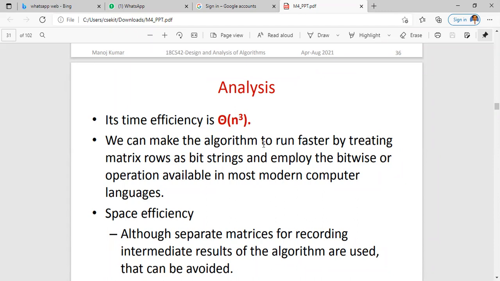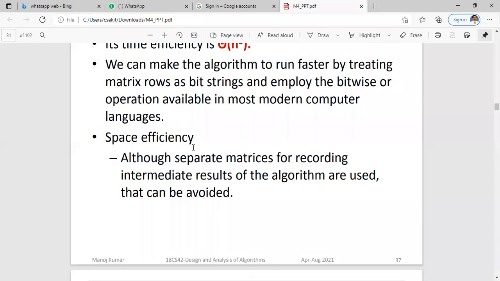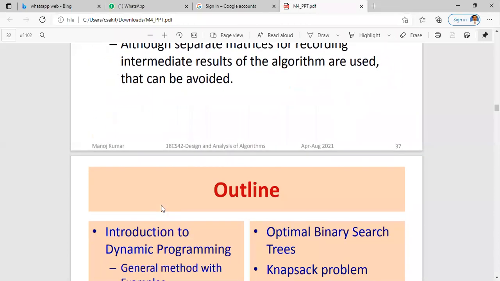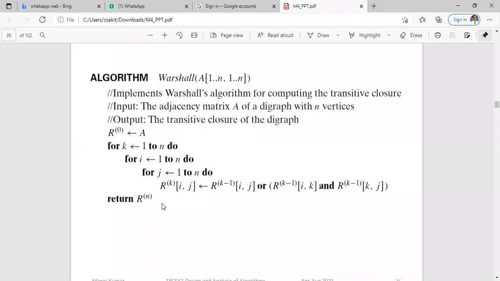We can make the algorithm run faster by treating matrix rows as bit strings and employing the bitwise OR operation available in most modern computer languages. So space efficiency: although separate matrices for recording intermediate results are used, that can be avoided. Okay, so that is up to Warshall's algorithm that we have seen.